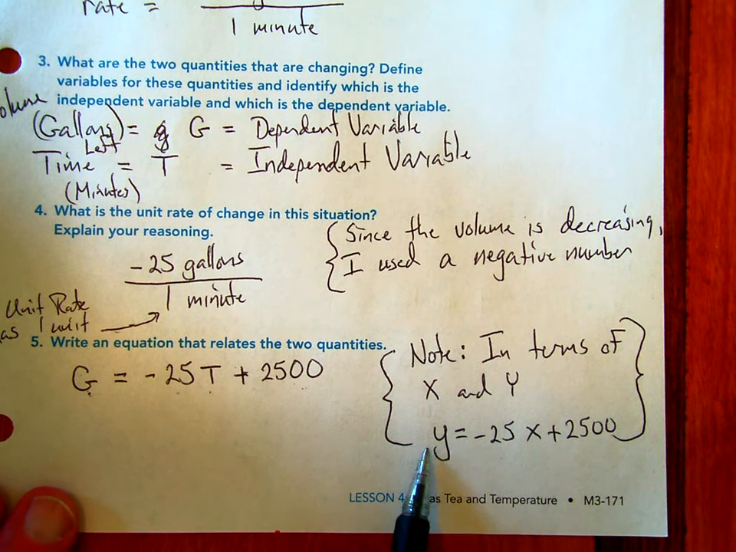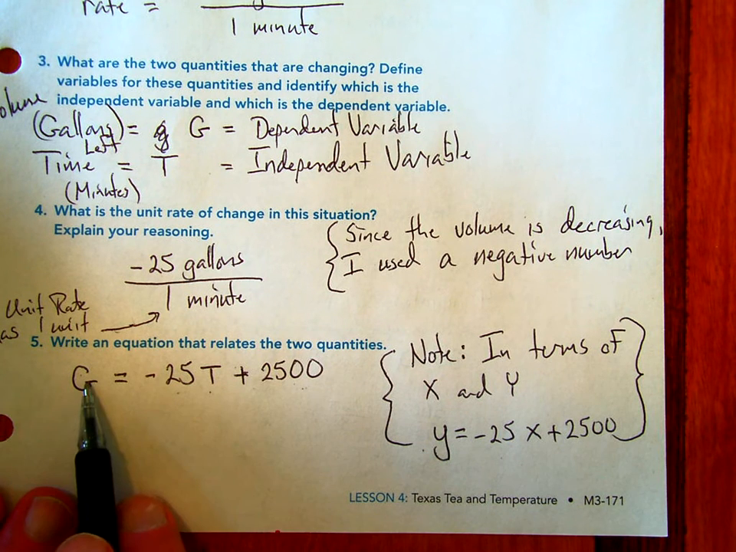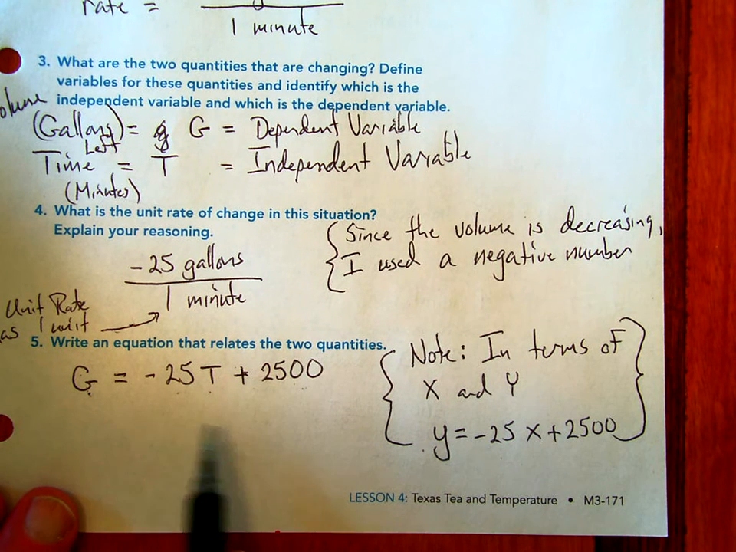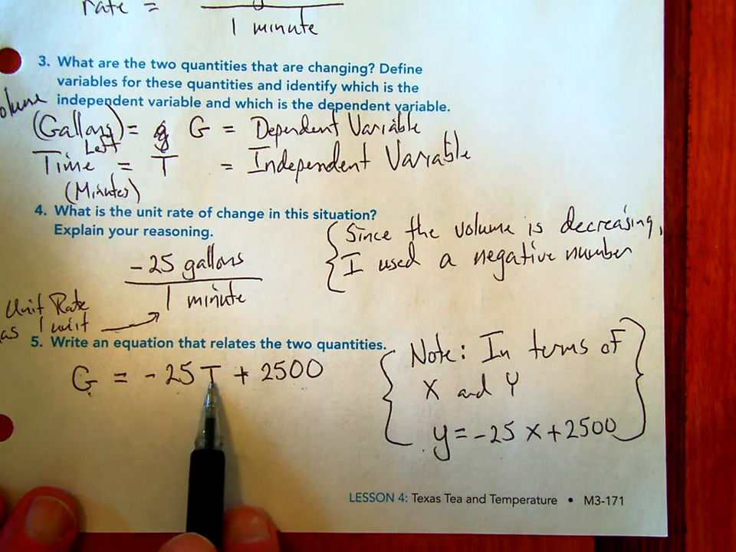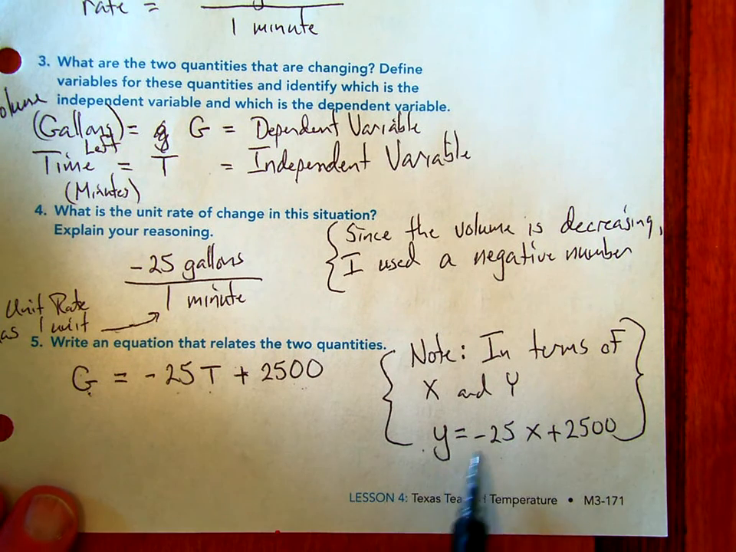This y and g, the dependent variable, and the independent variables are the t and the x, because x will be the independent value, and in this case, I'm just letting a t represent it. This is slope-intercept form.